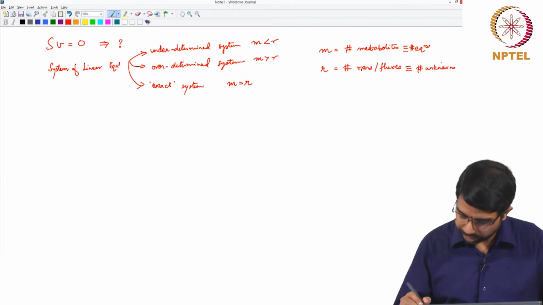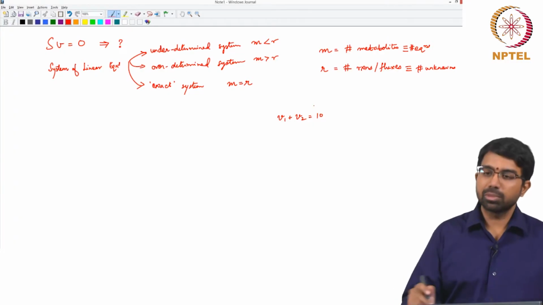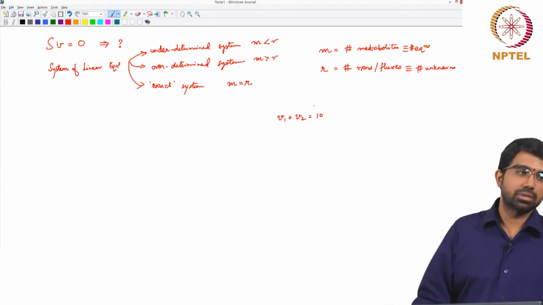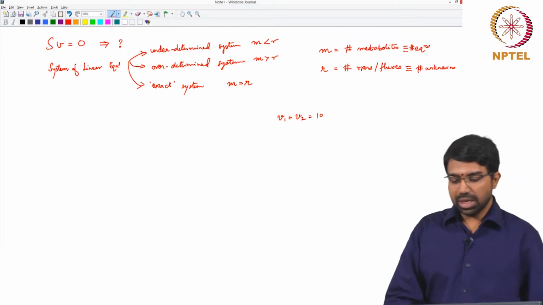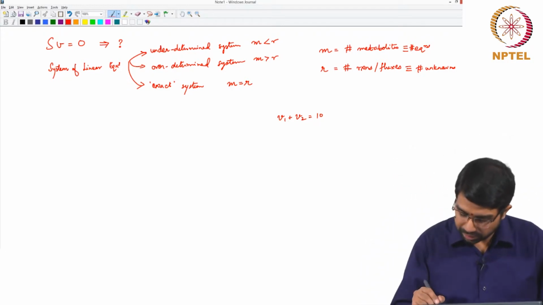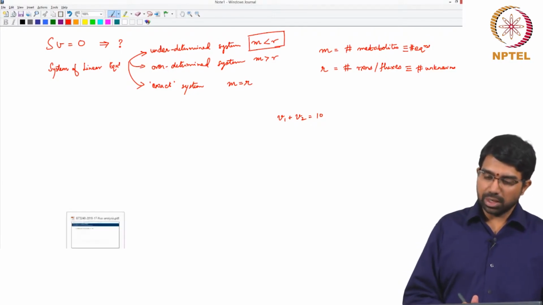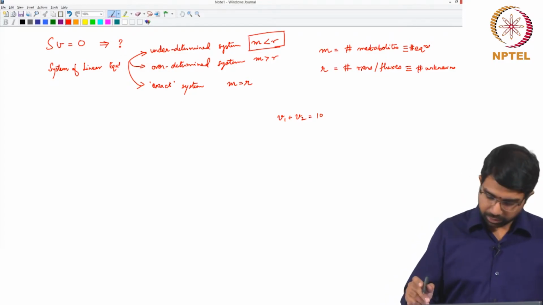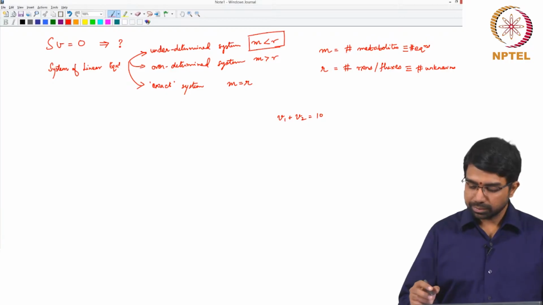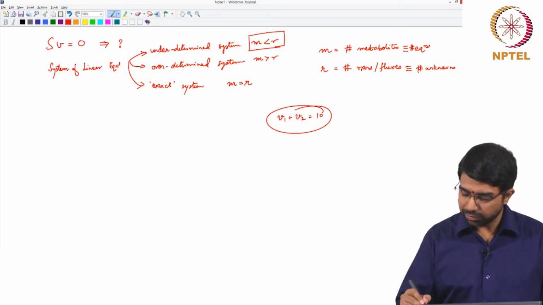So, if I just gave you an equation V1 plus V2 equals 10 and asked you to solve it, how many solutions would you have? Obviously, infinitely many solutions, which is the same thing we can expect for any underdetermined system. So, whenever you have more reactions than metabolites, you will have an underdetermined system or a fat matrix, right. So, when you have an underdetermined system, you now need some other ways of solving it.